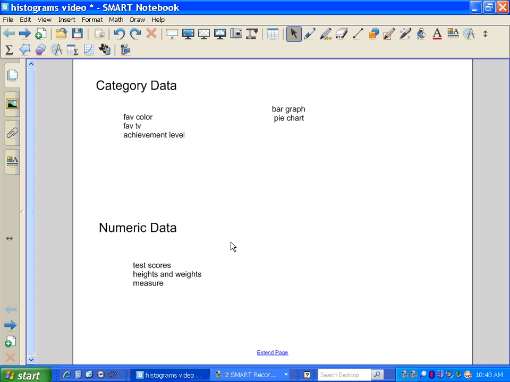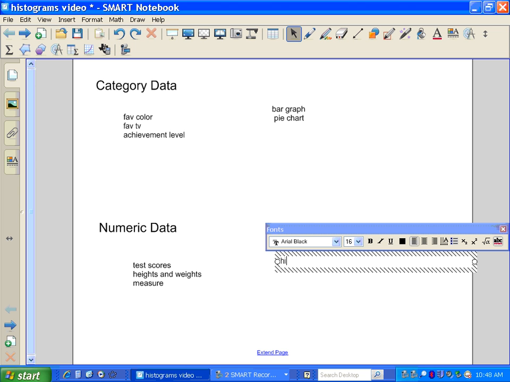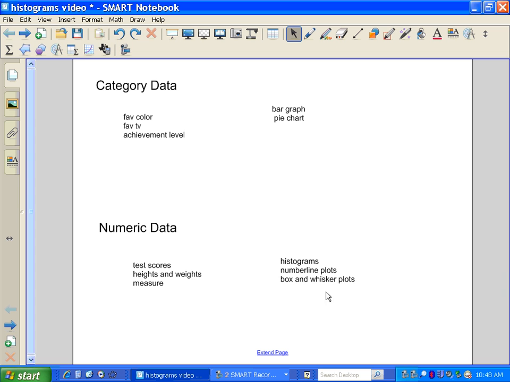And the data displays that we use for this type of data, numeric data, are histograms. We can do number line plots, although we'd only do number line plots for a small amount of data. And sometimes we do box and whisker plots. So today we're going to focus on looking at the difference between histograms and bar graphs.